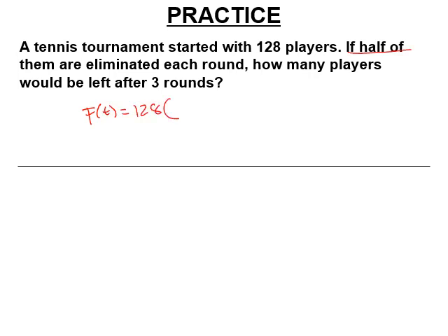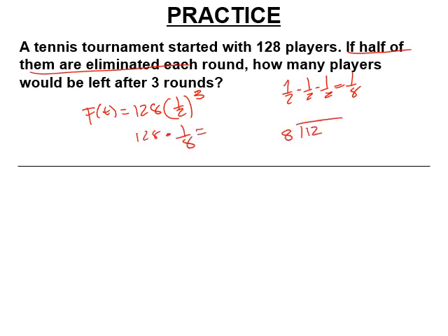So if half are eliminated, half are left. And we're going to do 3 rounds. Hopefully it goes into 128 nicely. Oh, it does. And so there will be 16 clears. Half of them and get down to 64, then get rid of half of those and get down to 32, get rid of half of those and get down to 16.